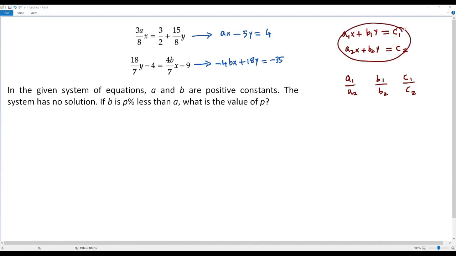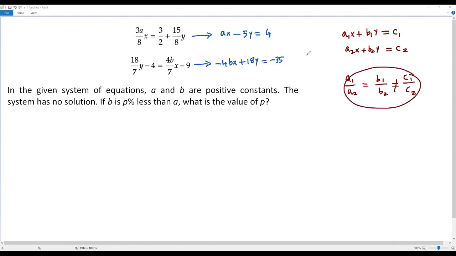Okay, if this system of two linear equations in standard form has no solution, then the ratio of the coefficients of x and the ratio of the coefficients of y must be equal, and these two ratios will not be equal to the ratio of the constant terms. Always remember this when a system of two linear equations in standard form has no solution.